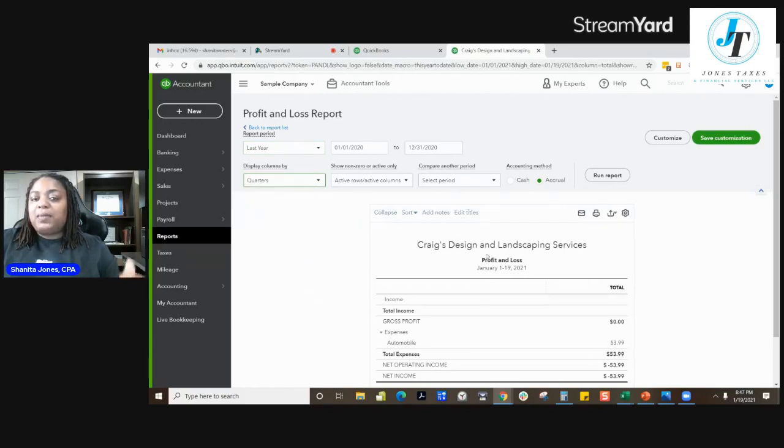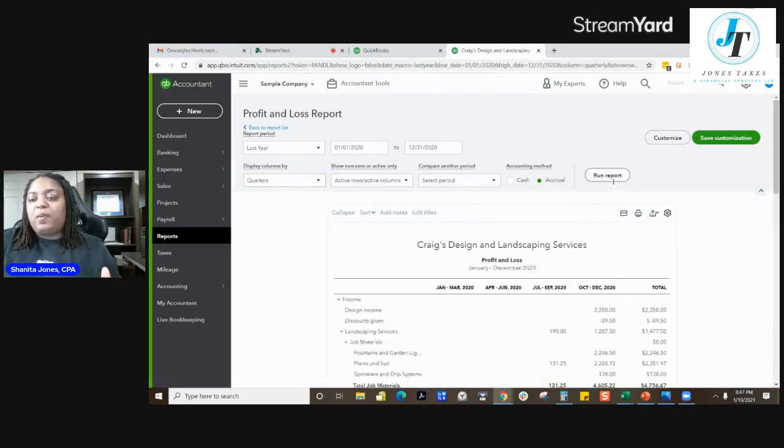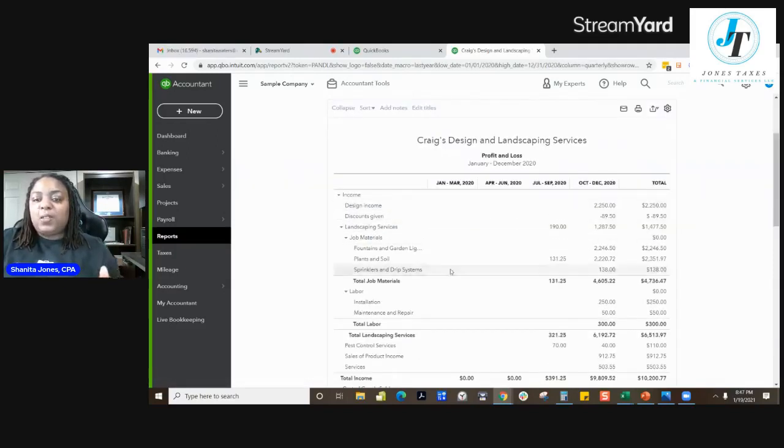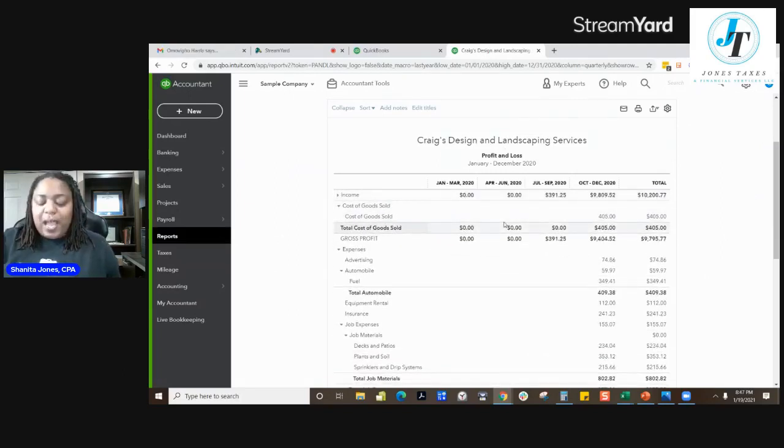This tells us our columns, up and down vertically. How are we going to see them? I want to see it by quarters. I don't want to see the total. I'm going to run that report. Now I see my 2020 quarters 1 through 4. So now we've got 2020. We need to get 2019.